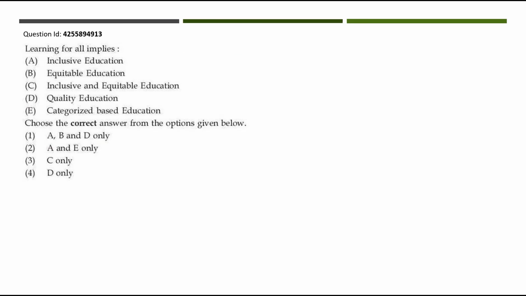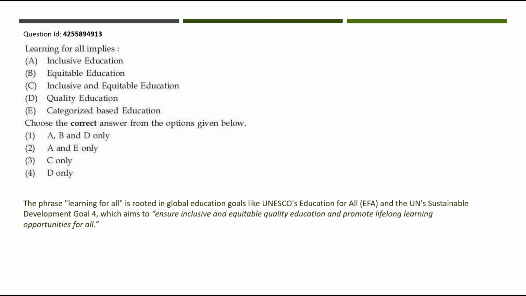Next question, learning for all implies. Where does this particular statement come? The phrase learning for all is rooted in global education goals like UNESCO's Education for All and the United Nations Sustainable Development Goal 4, which aims to ensure inclusive and equitable quality education and promote lifelong learning opportunities for all.